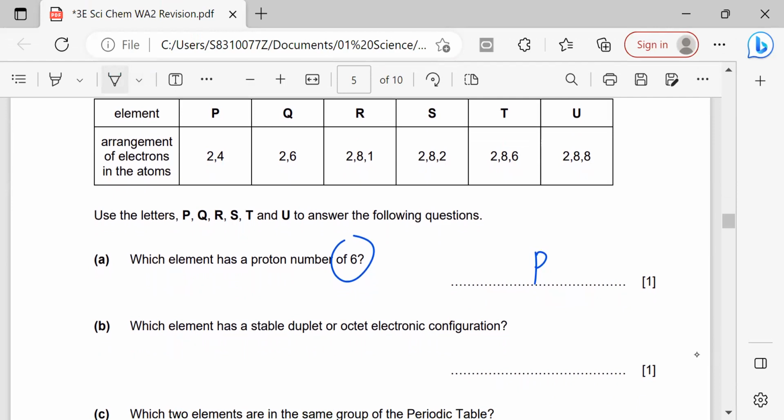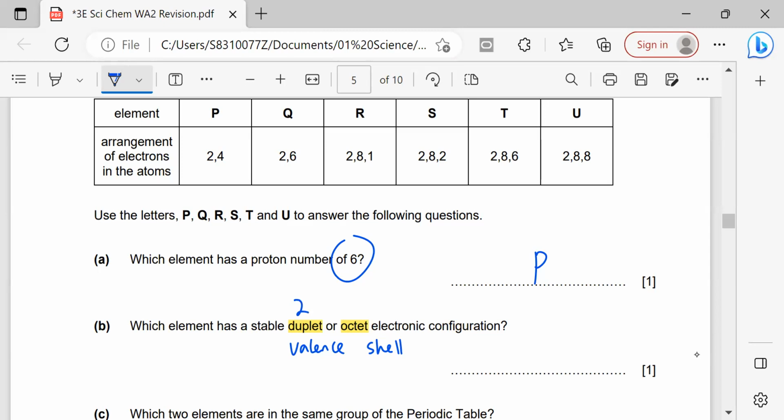Then move on to part B, where you are asked to identify which one has either a stable duplet or an octet configuration. This means that you are looking at the last shell, or in other words, the valence shell. The valence shell must have either 2 or 8 electrons, but the only one that has 2 electrons will be helium, which is 2. Octet will be the others, such as neon, argon, and so on and so forth.